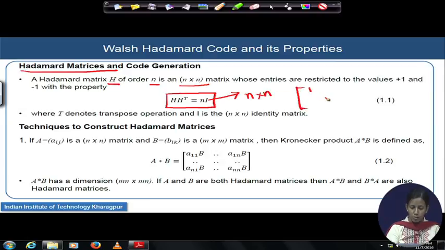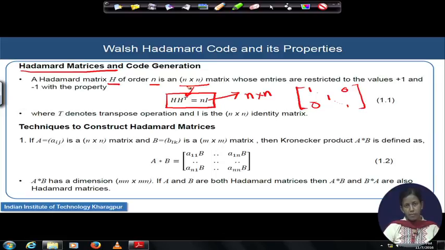So, the construction will be like this. Here T denotes the transpose operation on the matrix. So, H into H transpose should boil down to an identity matrix multiplied by the order number.